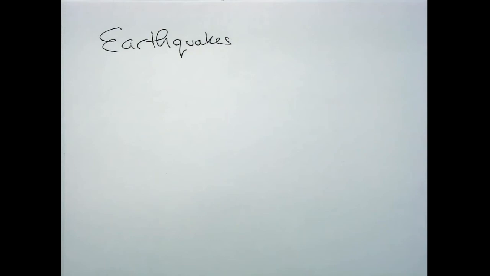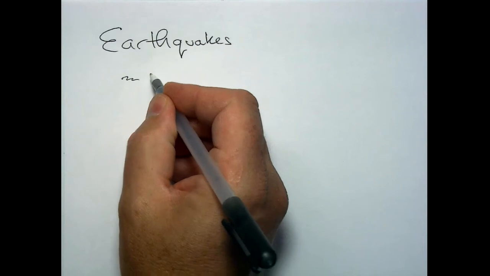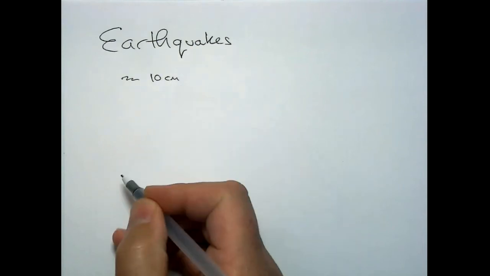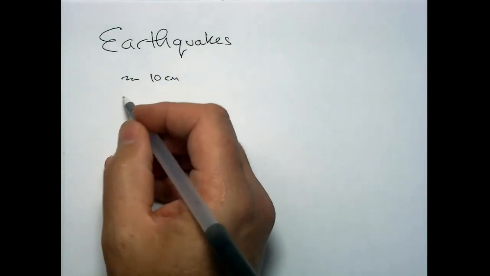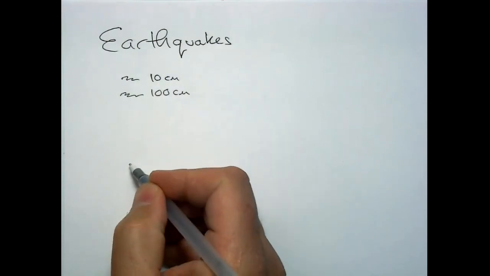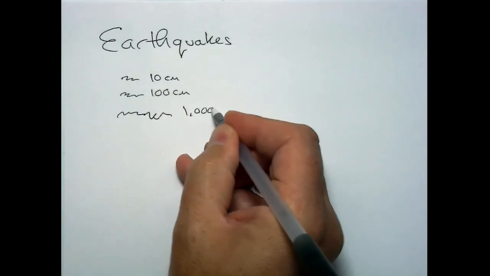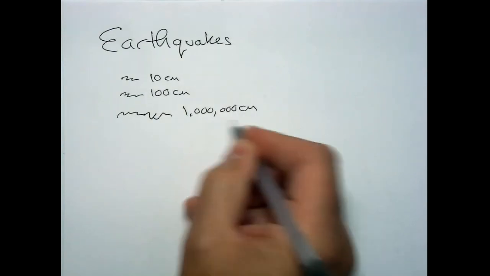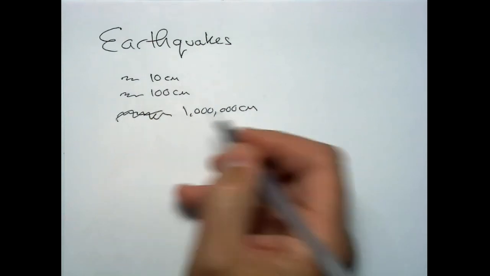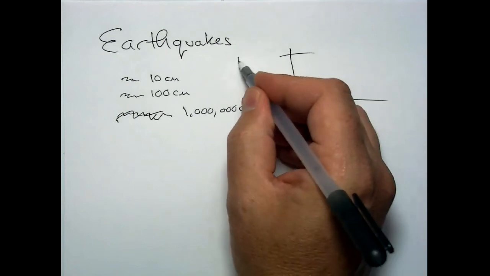The problem with earthquakes is the following. There are earthquakes that shake the ground by like 10 centimeters. You'll never even feel them. There are earthquakes that shake the ground by 100 centimeters. Then there are earthquakes that shake the ground by, like, 1,000,000 centimeters. Those are the ones you're really going to feel, right? So that's going to be pretty dramatic. How do you graph that? So 1,000,000 is right up here.